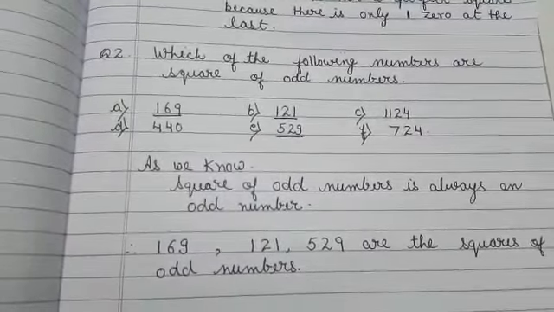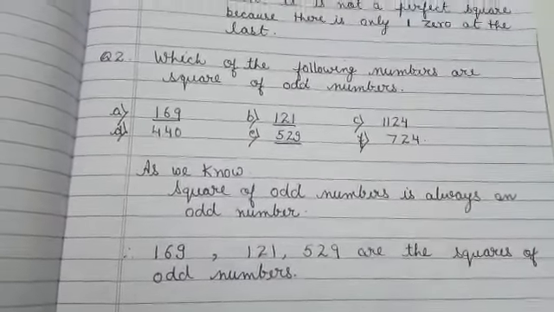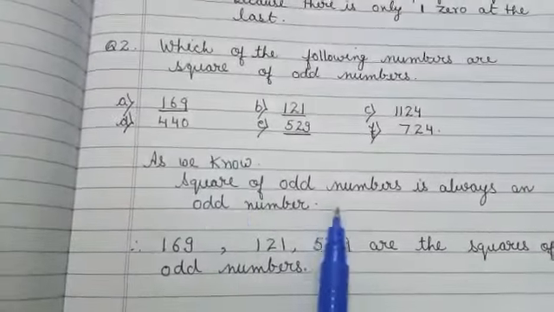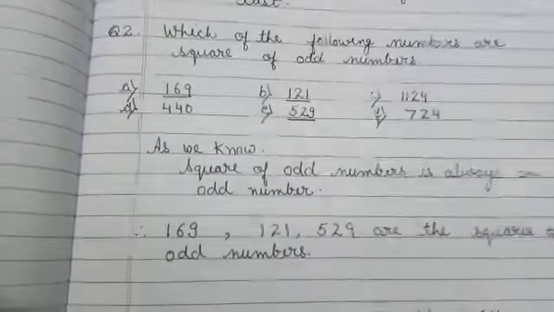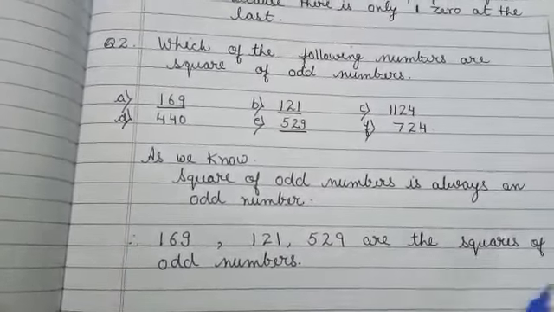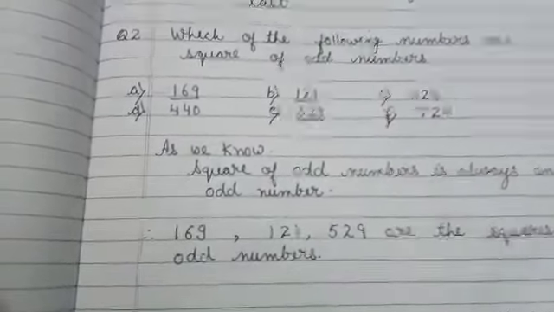It is given. Just you have to tell कि इसमें से odd numbers के कौन-कौन से square होंगे. तो जो numbers odd हैं वही odd number के square होंगे. So I have written it directly. No method is required here. So clearly 169, 121 and 529 are the squares of the odd numbers because these are the odd numbers itself.